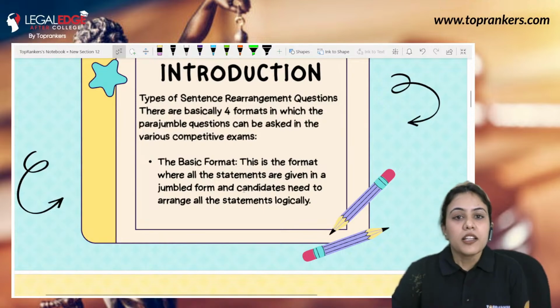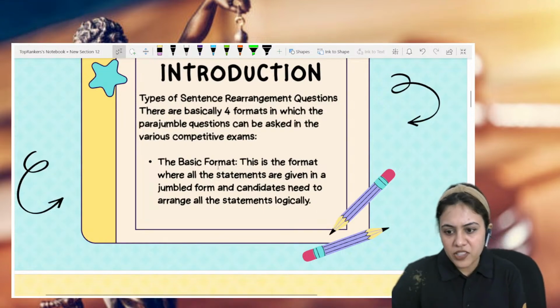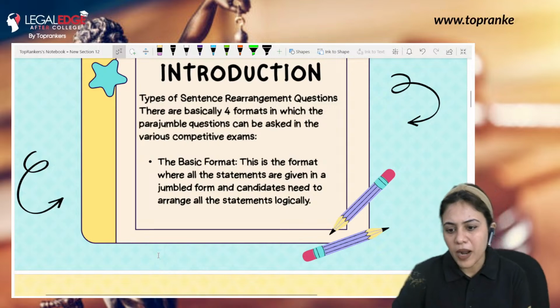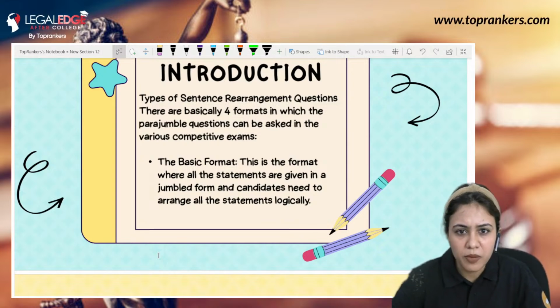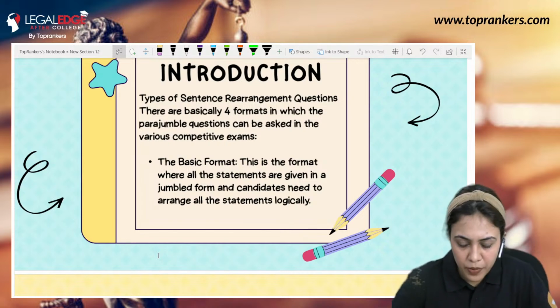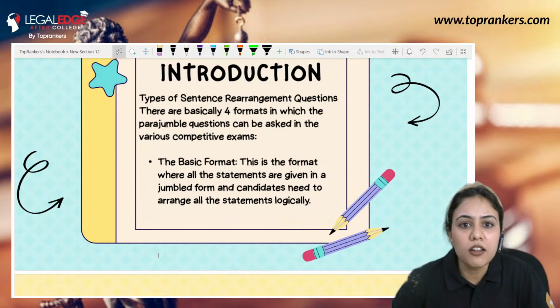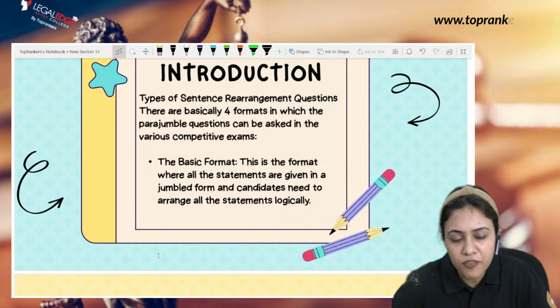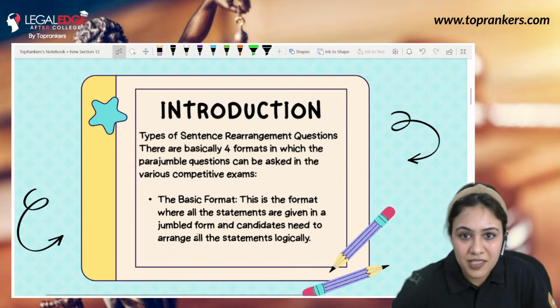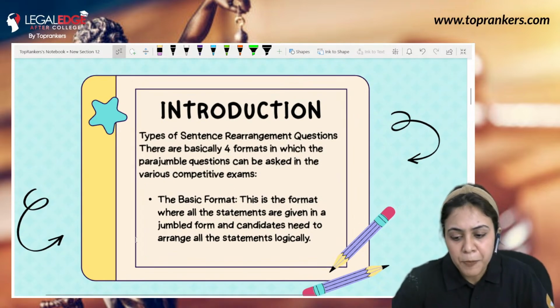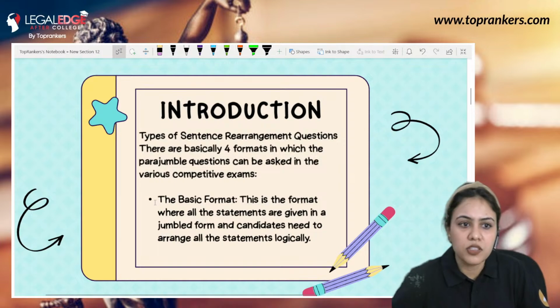Now, there are different formats of parajumbles, as you can see. The basic format includes 4 or 5 statements, which are all jumbled up, and then you are supposed to arrange them in a proper sequence. That means you have to make a logical, meaningful paragraph out of those 4 or 5 sentences. Now, this is the most basic format of parajumbles, and generally people get questions from this.